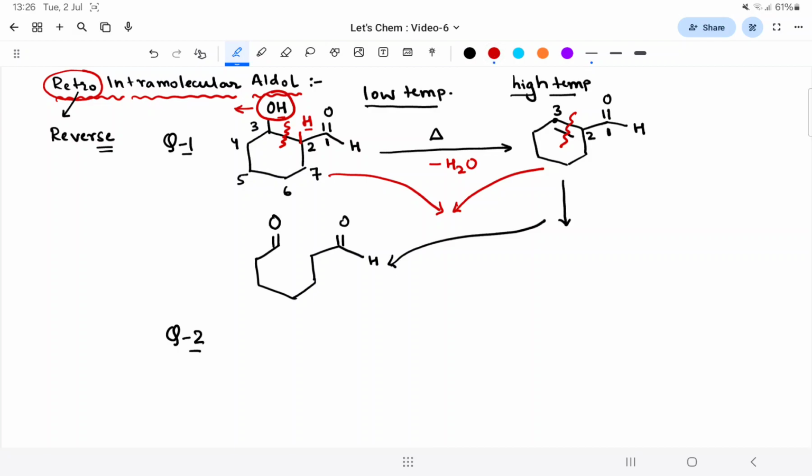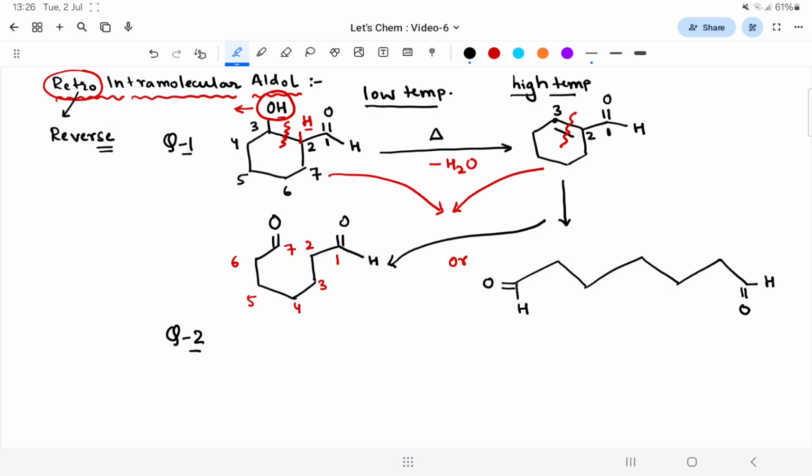What numbering can we give here, guys? We can say number 1, 2, 3, 4, 5, 6, 7. Or we can also draw it like this, and I hope that is also okay with you. If I am drawing it in the form of a straight chain, I will draw it like this. Anyhow, you know that the ketone group is a non-chain terminating group.